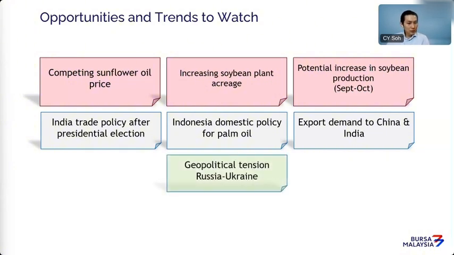And of course, one supporting evidence, if there would be bullishness for vegetable oils, would be the geopolitical tension in Russia and Ukraine. The conflict is still ongoing. It hasn't ended yet. However, it seems like the vegetable oils, or even the crude palm oil, have been stabilized for quite some time.